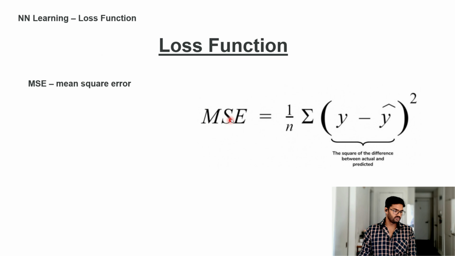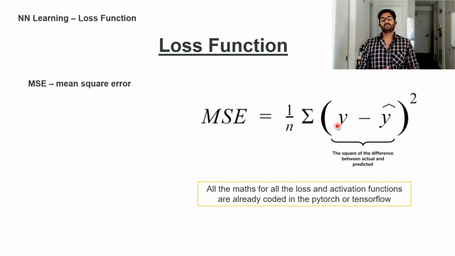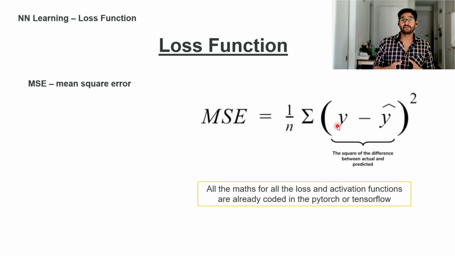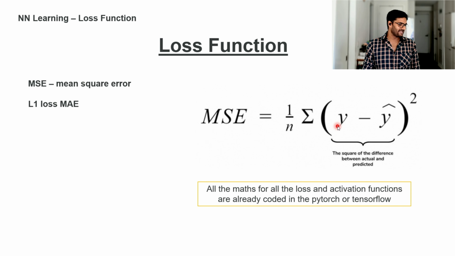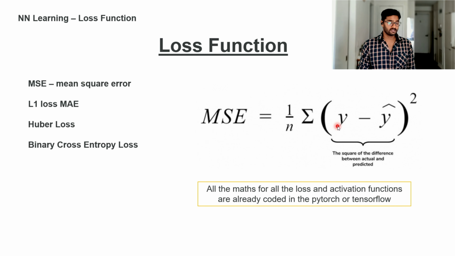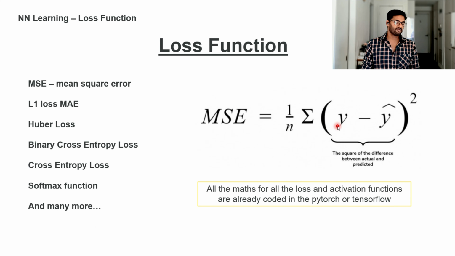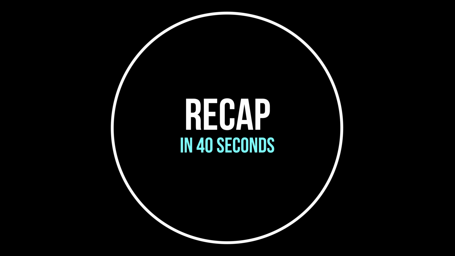And then you can use mean squared error. The formula is this, so you implement that. And as I mentioned multiple times before, all the maths for all the loss functions and activation functions has already been coded in PyTorch and TensorFlow. You don't have to worry about it. Then there are a lot of other kinds of errors that you can use based on your specific need. For example, MAE loss, Huber loss, binary cross entropy, softmax, and many more.